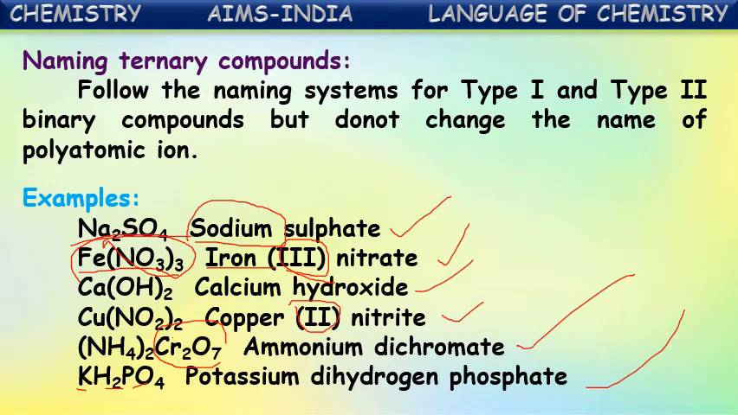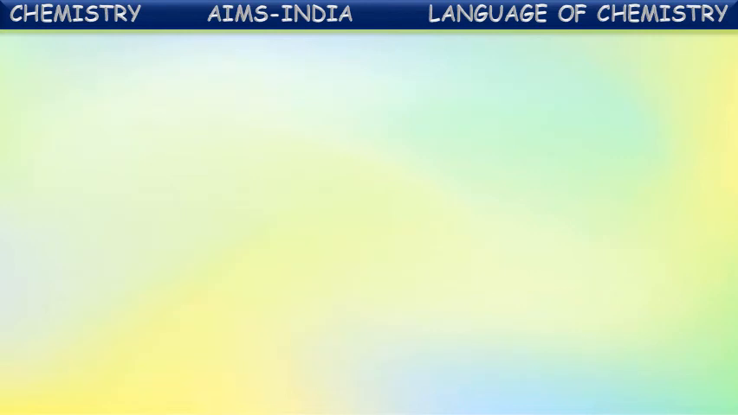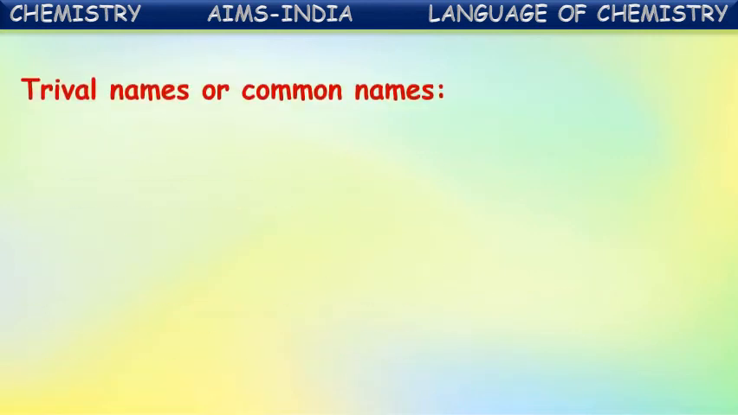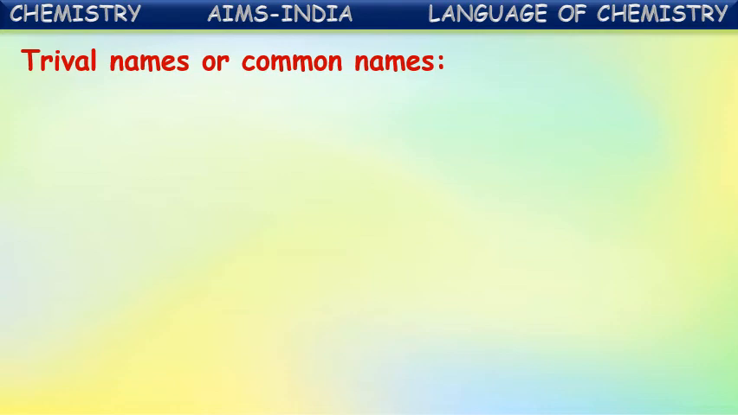These are the naming of some ternary compounds. Ternary means more than two: here 2 sodiums are there, 1 sulfur is there, 4 oxygen atoms are there. Totally how many atoms are present? 7 atoms are present. That's why these are called polyatomic ions. More than one ion is present. Those are called polyatomic ions, and those are the ternary compounds.